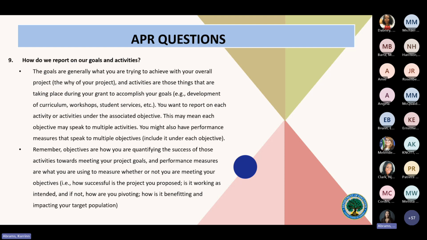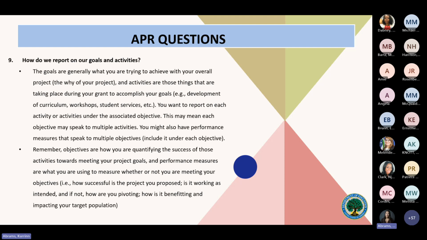And then you want to report on each of those activities, or maybe you have multiple activities associated to each objective. You want to talk about those under the corresponding objective. This may mean that you have an objective that can speak to multiple activities. You might also have performance measures that speak to multiple objectives. So it's important to include all of that information.